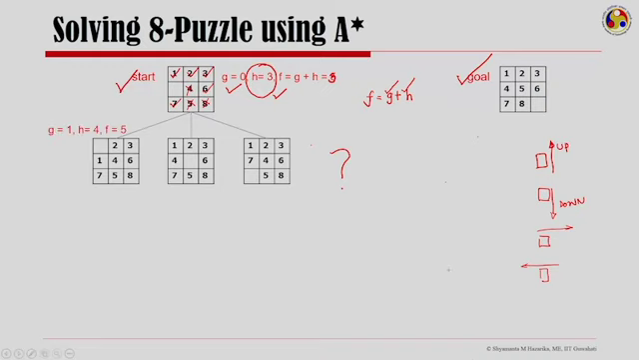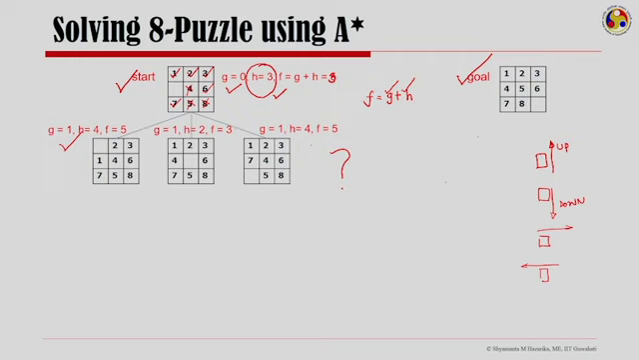So, at this point g is equal to 1 and h is equal to 4, and I end up having f equal to 5. At this point I have g equal to 1, h equal to 2, f equal to 3, and at this point h is equal to 4 and f is therefore 5.